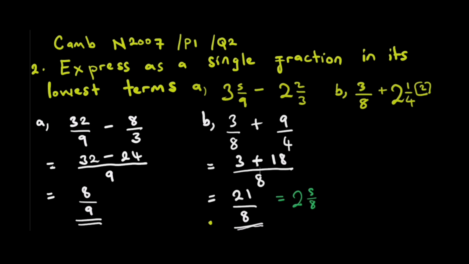Kuri kuti tatanyora yakadai so 2 and 5 over 8. This is not a single fraction. Saka tinenge tisina kuanza question. So take note kana question ikauya ine demands. The first demand iri kuti single fraction, then the second demand in lowest terms. Kureva kuti strictly speaking, munhu anonyora answer ish anofanirwa kuchekerwa. The correct answer is 21 over 8.